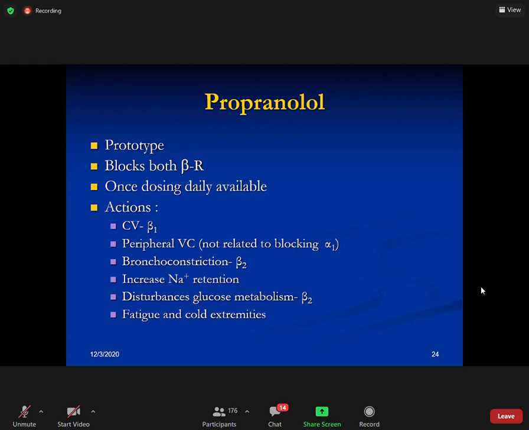Can someone explain it? I will explain it in the upcoming part. There is no more vasodilation, so expect to have a little vasoconstriction. Okay. Bronchoconstriction.